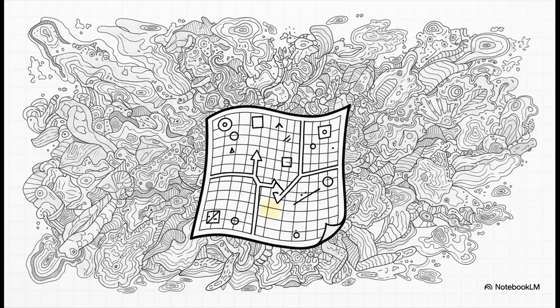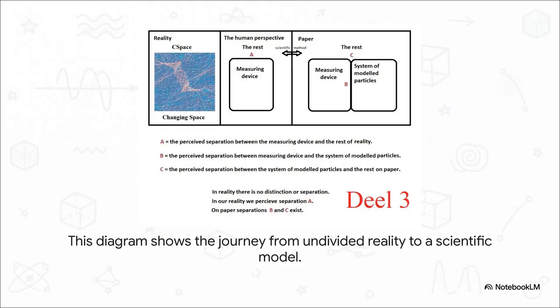map and the territory. Our scientific models, they're the maps, unbelievably good, detailed maps. But they are not the territory itself, that vast, messy, undrawable reality they're trying to describe. And this diagram right here is going to be our guide for that whole journey. You can see on the left, we're starting with reality. Then we move through the human perspective and end up all the way on the right with a scientific model, something just labeled paper. So let's break down how we get from A to B.